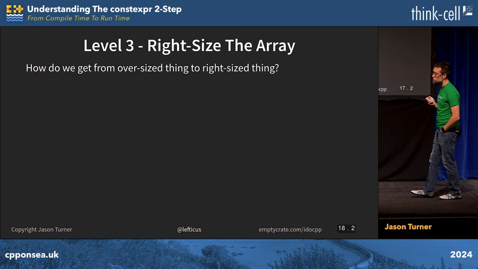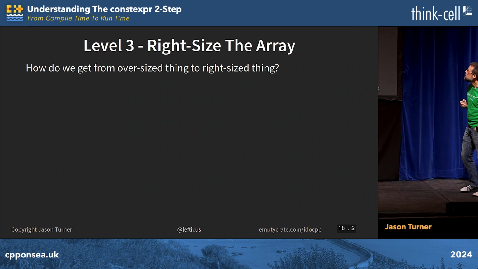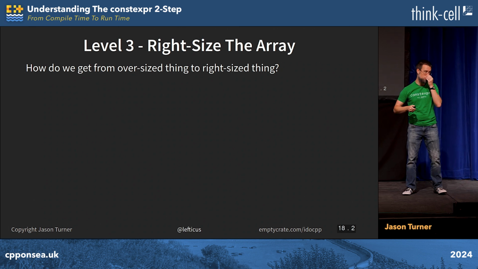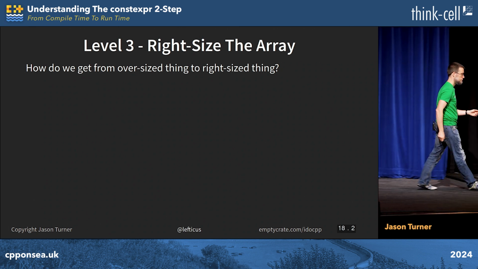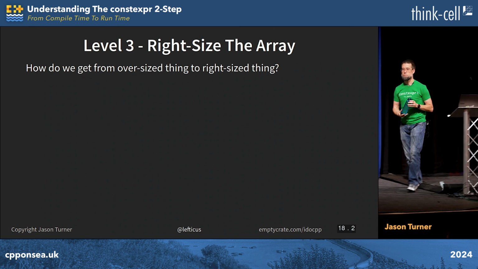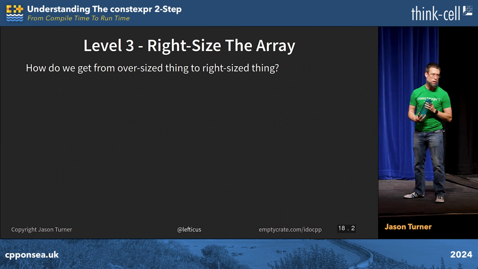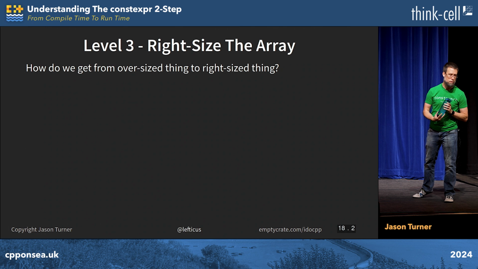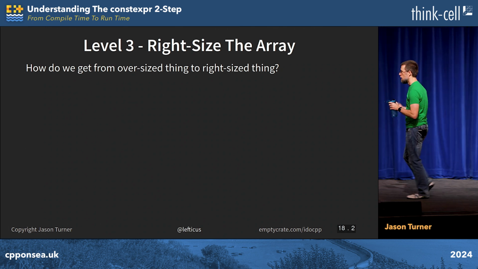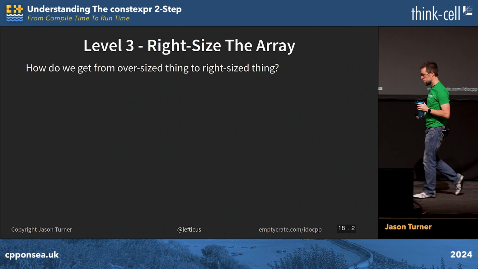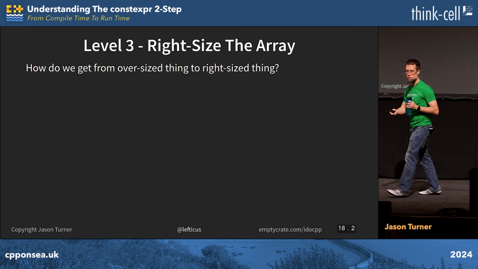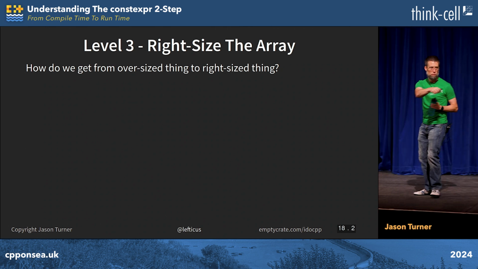So let's get to the right-sized array. How do I get from the oversized thing to the right-sized thing? Any ideas? What's that? Return the size as a parameter? As a pair. Return the size as a pair. I don't have to do that. I can, but I don't have to.